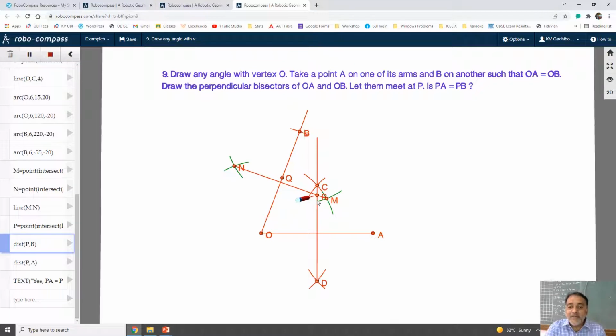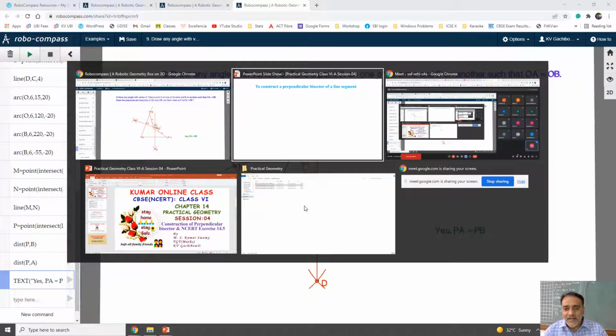अभी PA और PB का मेजर करना है हम लोग को, सो PB मेजर कर रहे हैं, राइट, 5.5 आया. PA मेजर कर रहे हैं यहाँ पर, दिस इज ऑल्सो 5.5. सो हम लोग का आंसर है यस, PA इज इक्वल्स टू PB, राइट. सो दिस इज द लास्ट क्वेश्चन ऑफ NCERT exercise 14.5.